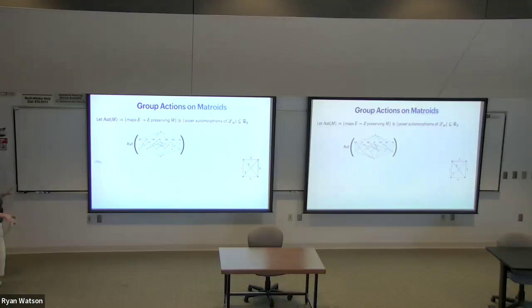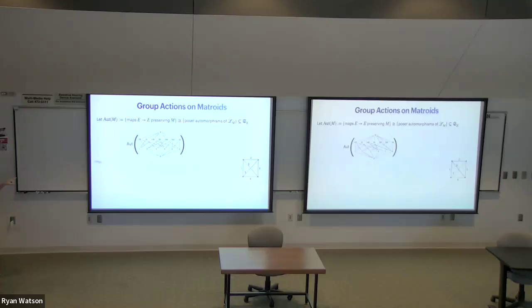Just to be sure, when I'm talking about group action, in this case I'm thinking of the action of the automorphism group of the matroid. And so for the automorphism group, I want to preserve the structure of the matroid, but that means I want to preserve the poset here.